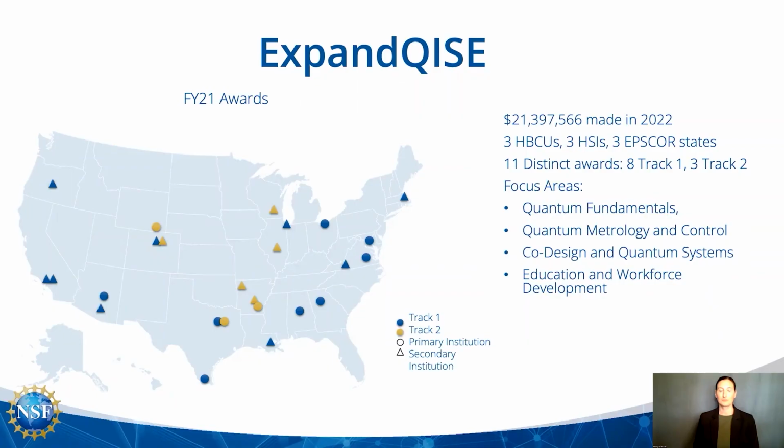And to emphasize where these Expand QISE awards go, here's a slide with some details. Track 1 is in blue, track 2 is in gold. And these are 2022 awards. The 2023 awards would sit on top of these, and they would be presumably roughly the same, not necessarily the same distribution, but the same number of awards spread out across the country.